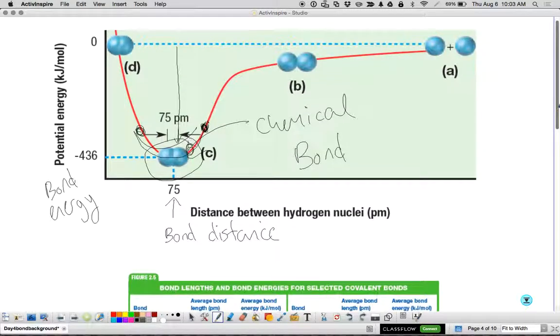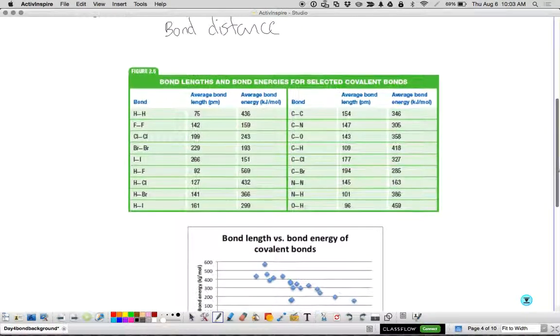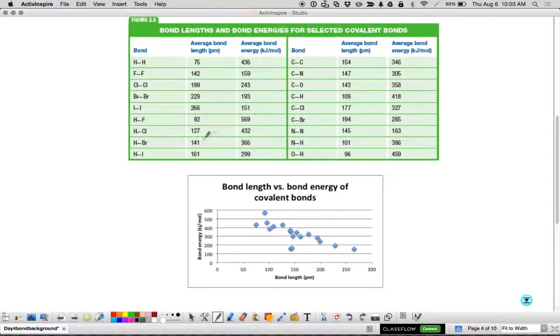Okay, so let's look at some bond energies and bond distances. If I show you this table, it's really easy to see the trends, right? No, because you wouldn't look at a table for a trend, right? What would you do? You graph the information. So here I have graphed this chart, okay? And you'll notice that this is basically a straight line. There's basically a linear correlation. It's a negative correlation, but there's a linear correlation between these two things, okay?